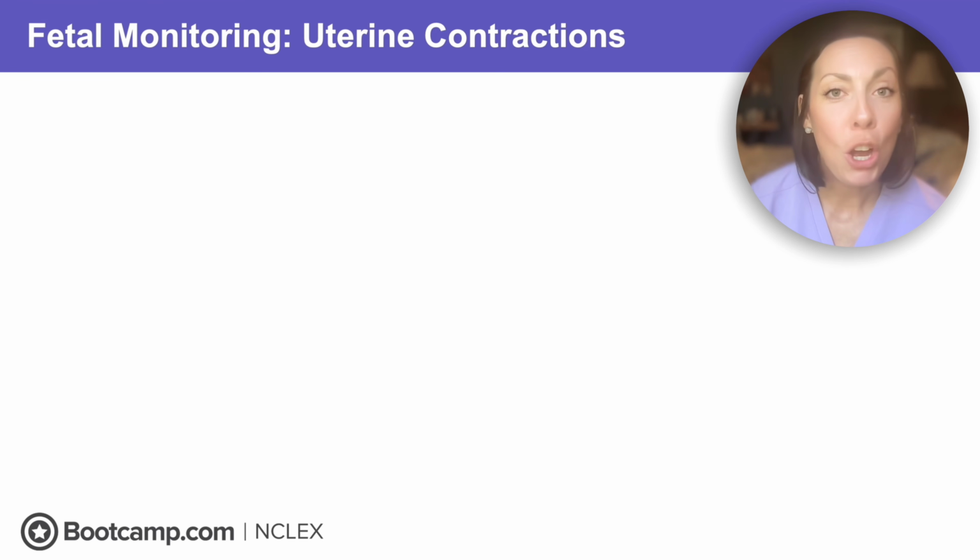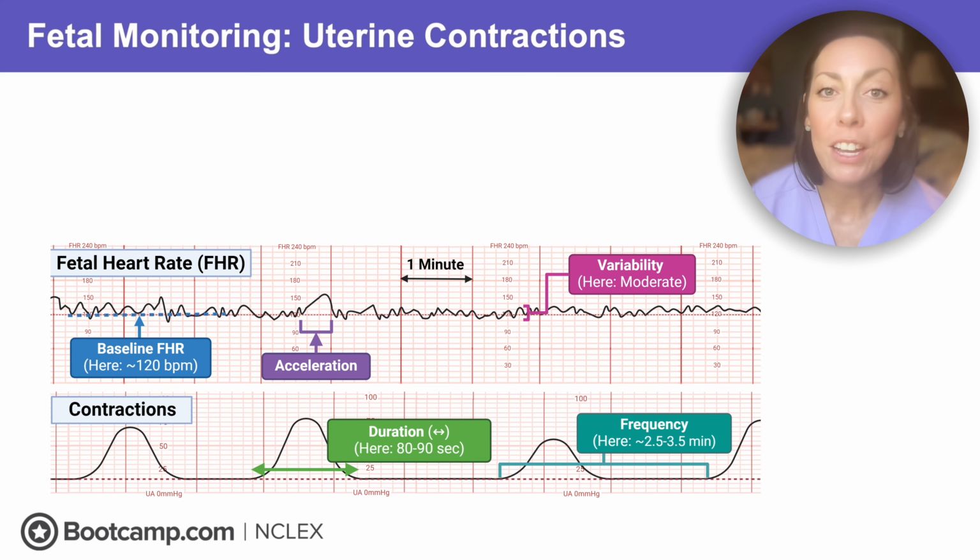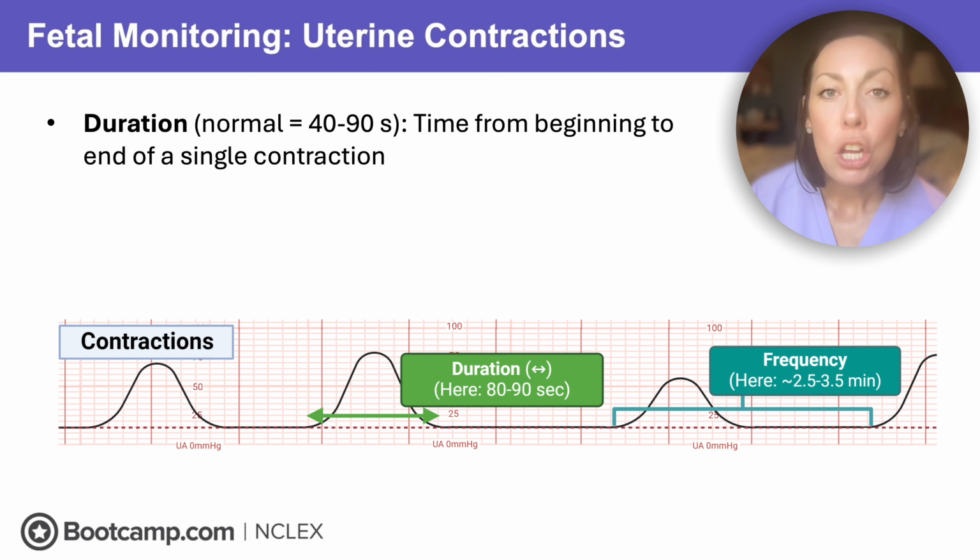So we have our monitor all set up. What do that fetal heart rate and the contraction tracings tell us? Well, we have to look at both components and their characteristics and their relationship to each other, where fetal heart rate is going to be on the top and contractions are at the bottom. Now, to assess those contractions, we consider duration and frequency. So duration is going to be normally 40 to 90 seconds, and this is the time from the beginning to the end of a single contraction.